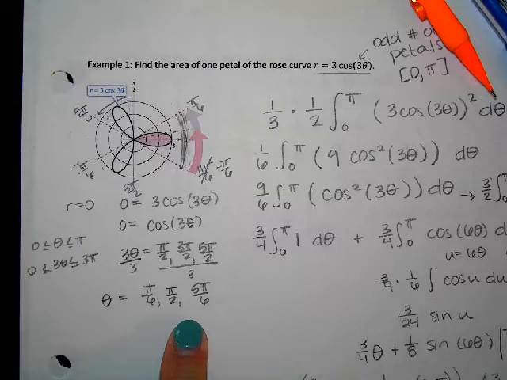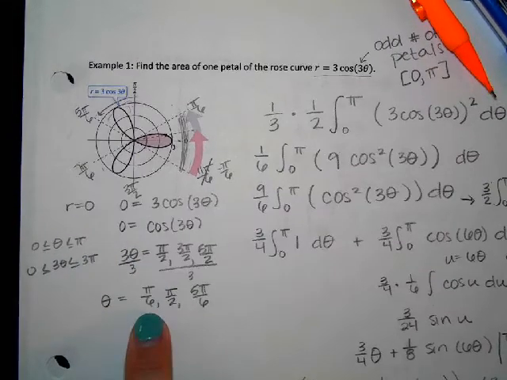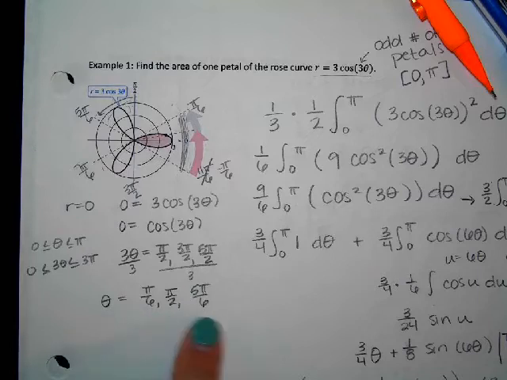Like, could you have said 3 pi halves to pi halves just to find that petal on the right? Well, I do not do anything bigger than pi, because the domain is 0 to pi. So you're going to use this domain right here. Oh, I see.